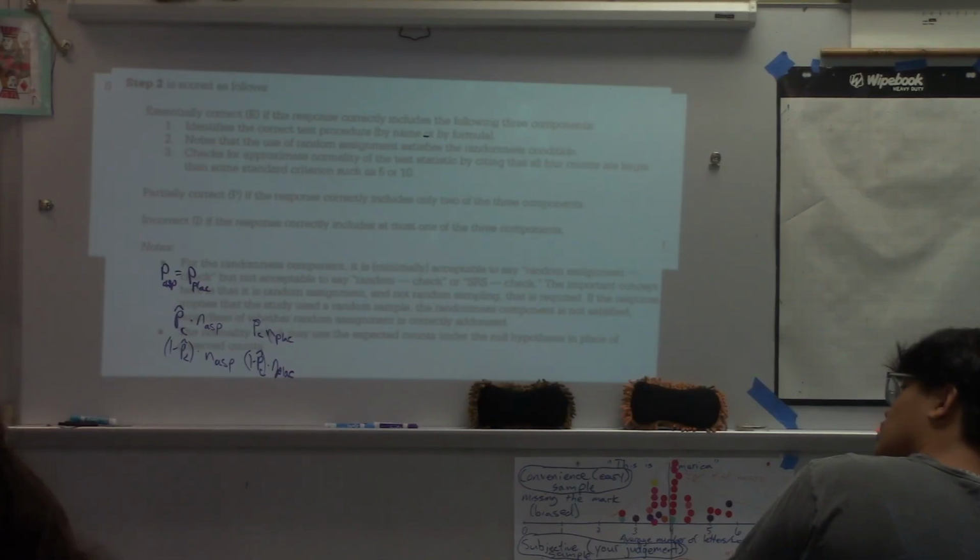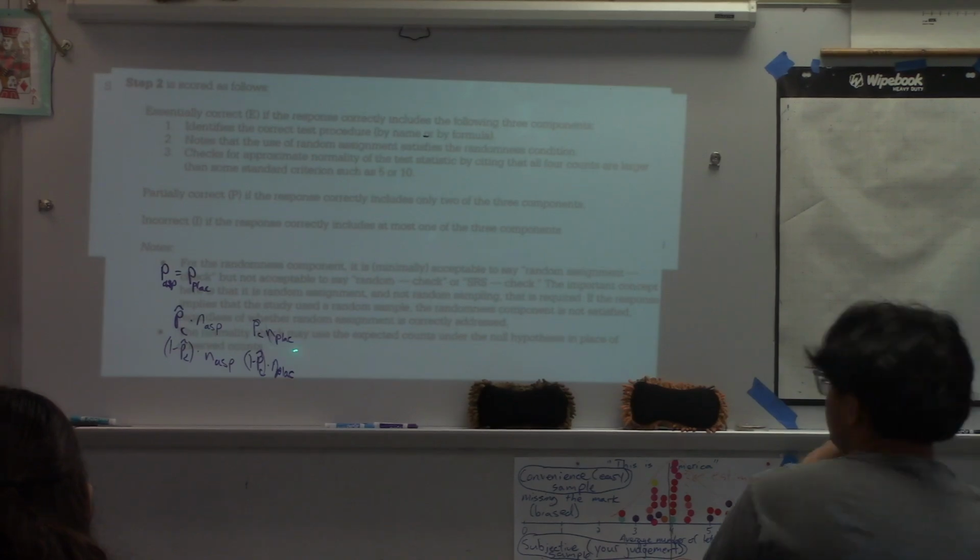Right here, it checks for approximate normality of the test statistic by citing that all 4 counts are larger than some standard criterion such as 5 or 10. You may have seen that on the progress checks. They do have it sometimes where it's 5. We always check 10, and it will always be at least 10. We do use 5 in a different setting that we'll look at when we get to chi-squared distributions.